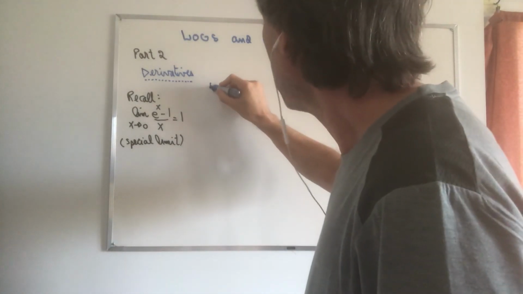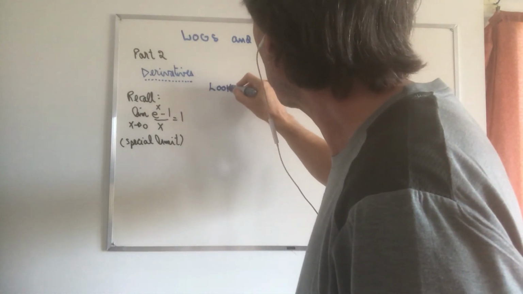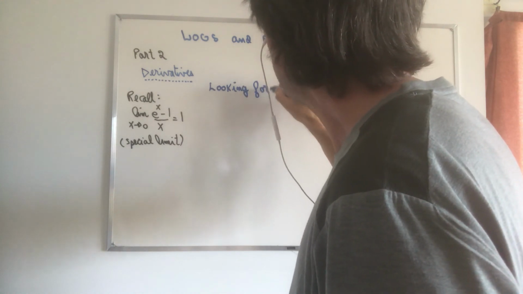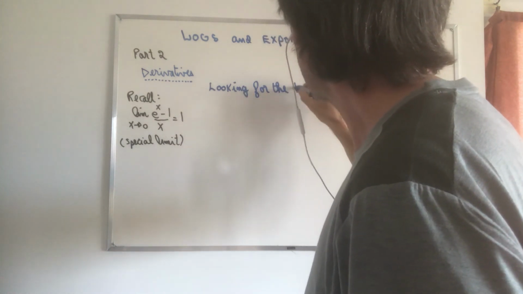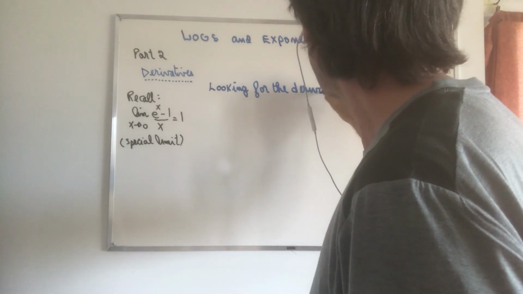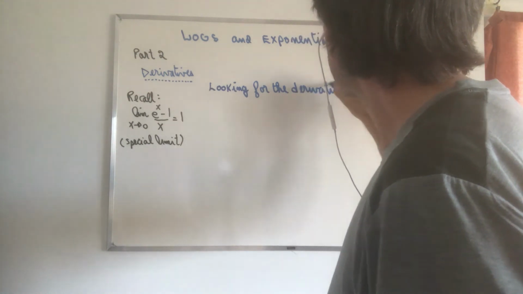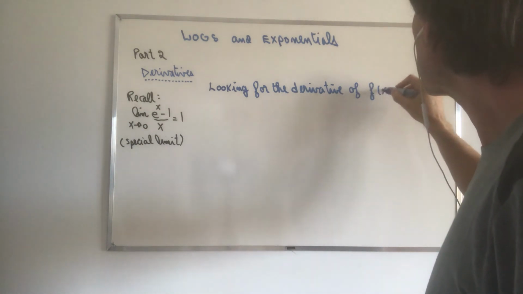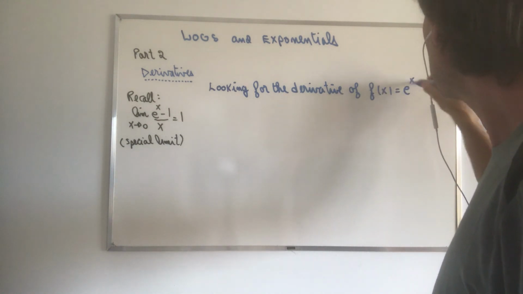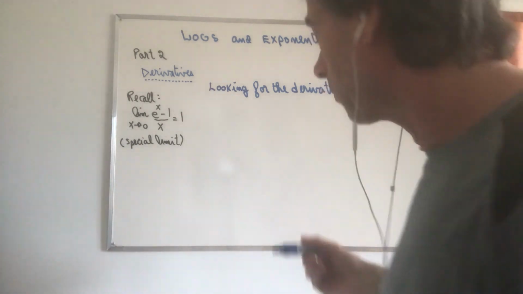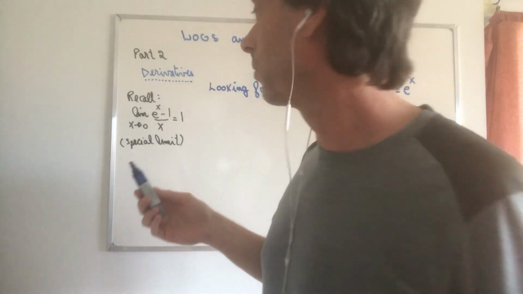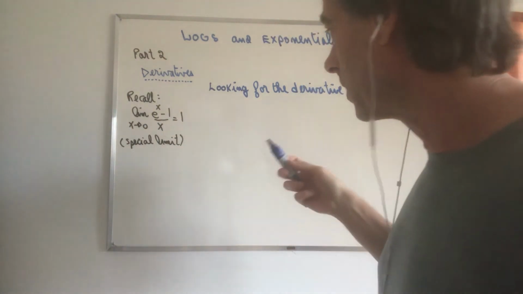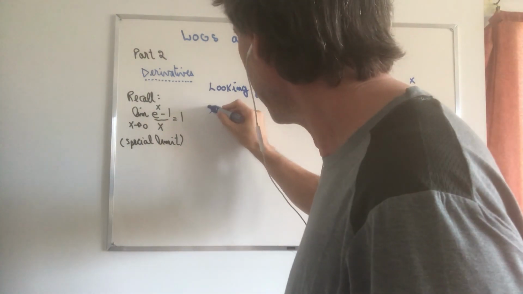So I'm going to need this now because I'll be looking for the derivative of f of x equals e to the x. So this is the purpose of this first thing we're going to do together today. At the end of this explanation, I want the derivative of e to the x. And how am I going to get that?